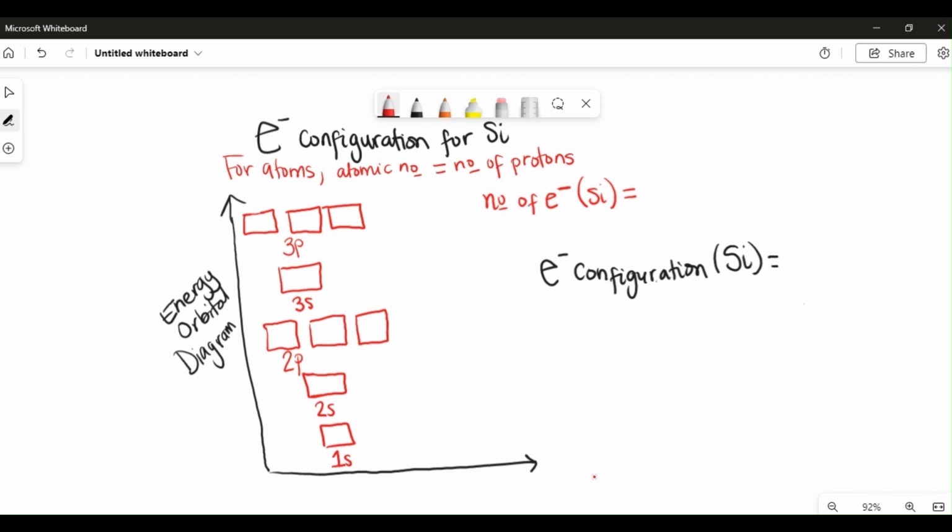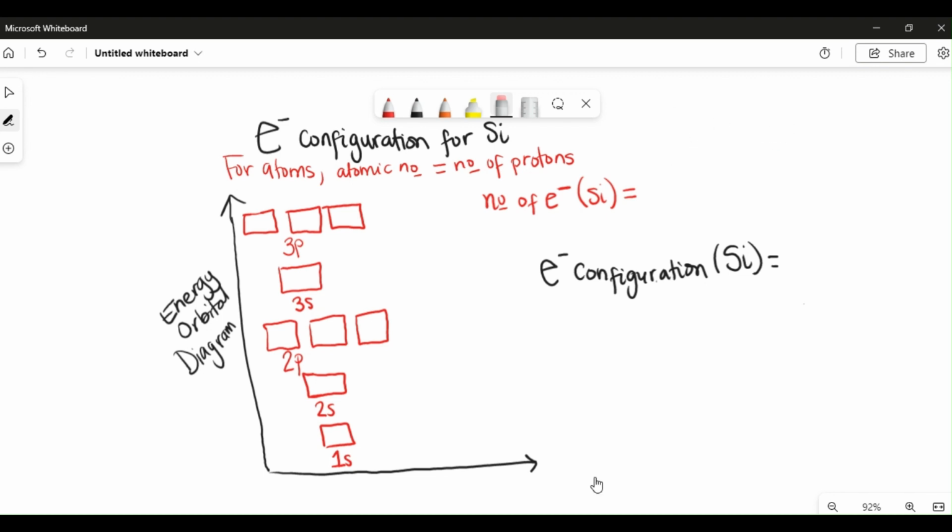Today we're going to be working on the electron configuration of silicon atom. The first thing you have to do anytime you're given an electron configuration question is to determine the number of electrons in silicon. Now, since silicon atom is an atom and it's not an ion, meaning it's not a cation or an anion, meaning it doesn't have Si plus or Si minus, it's just Si, meaning it's just an atom, right?